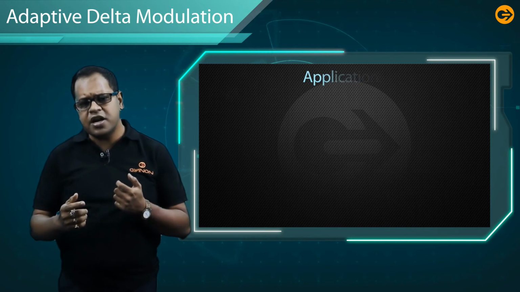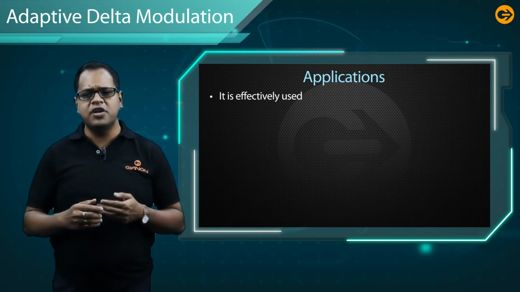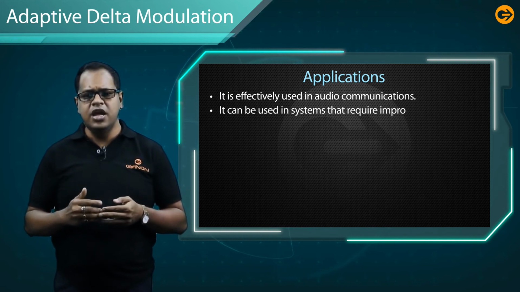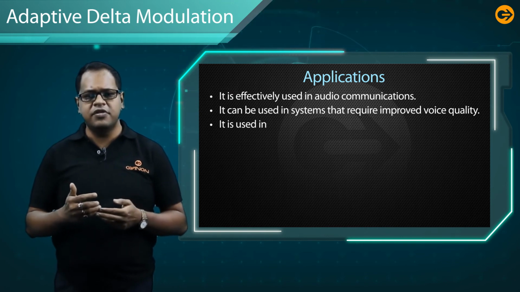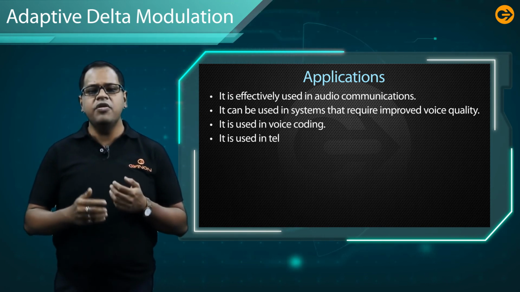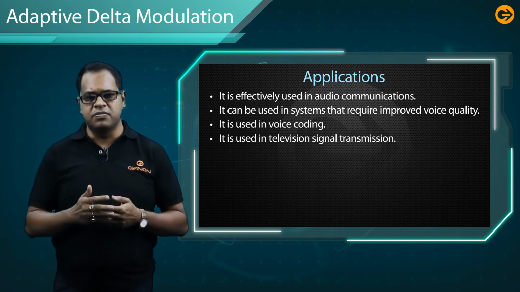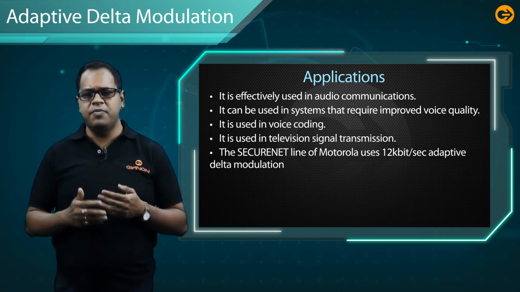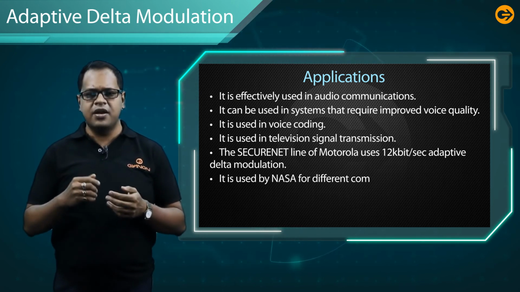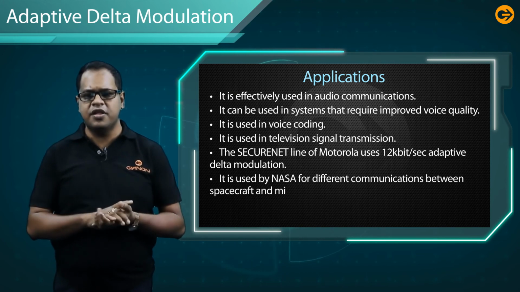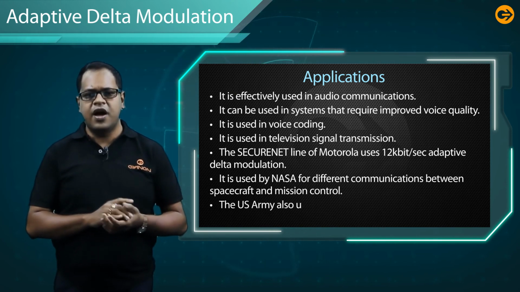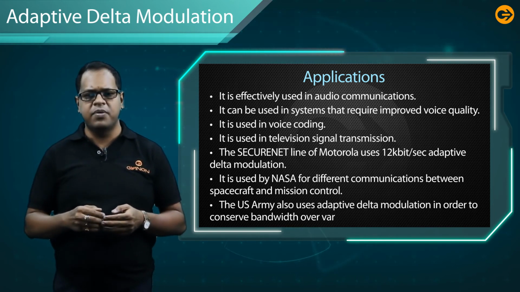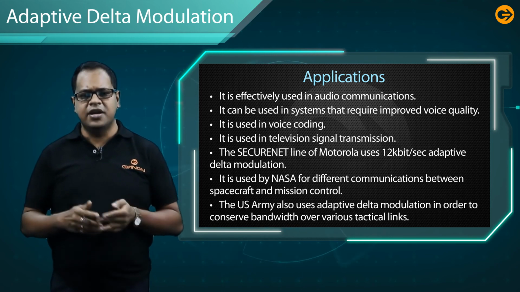What are the applications of adaptive delta modulation? It is effectively used in audio communication. It can be used in systems that require improved voice quality. It is used in voice coding. It is used in television signal transmission. The secret line of Motorola used 12 kilobit per second adaptive delta modulation. It is used by NASA for communication between the spacecraft and mission control. The US Army also uses adaptive delta modulation in order to conserve bandwidth over various tactical links.